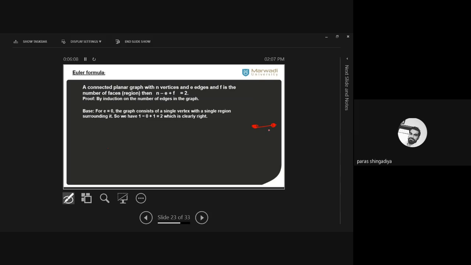So face is one, two vertices, one edge. N minus E plus F. N is 2, E is 1, and F is also 1. So 2 minus 1 plus 1 is also equal to 2. Clear? Let's add some more edges.